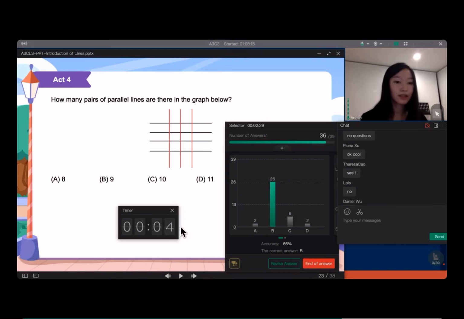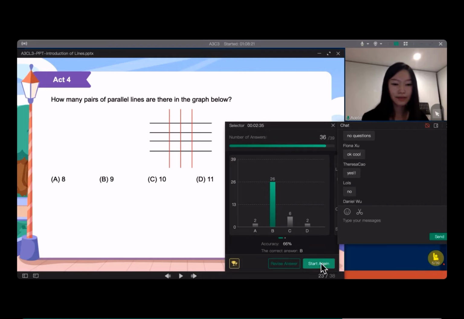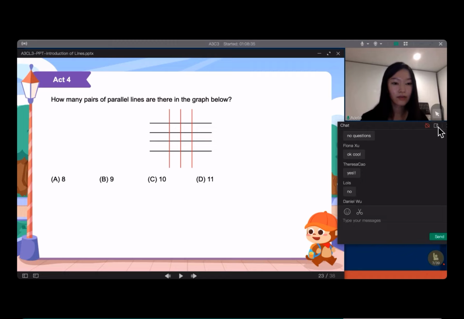Pop down your answer, just 3 seconds left, okay? Alright. So B is the correct answer. Good job for choosing the right one. Here's your trophy.